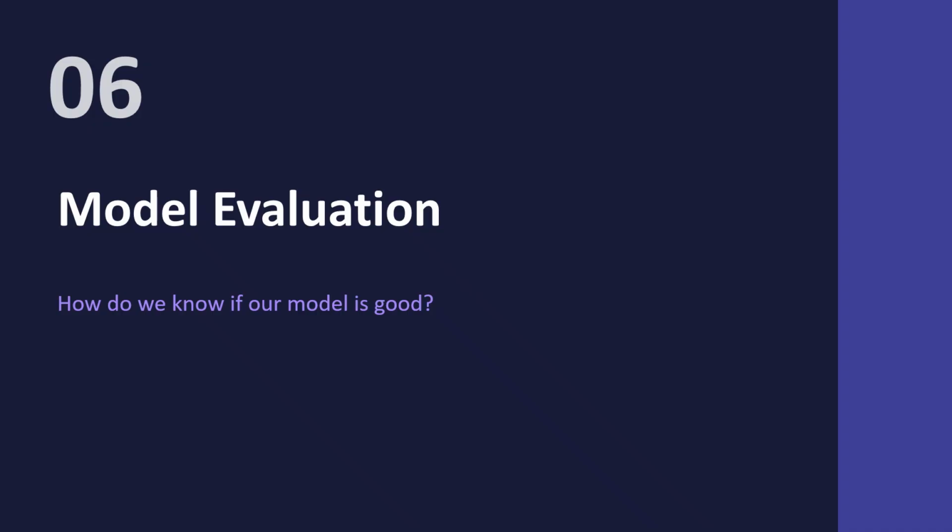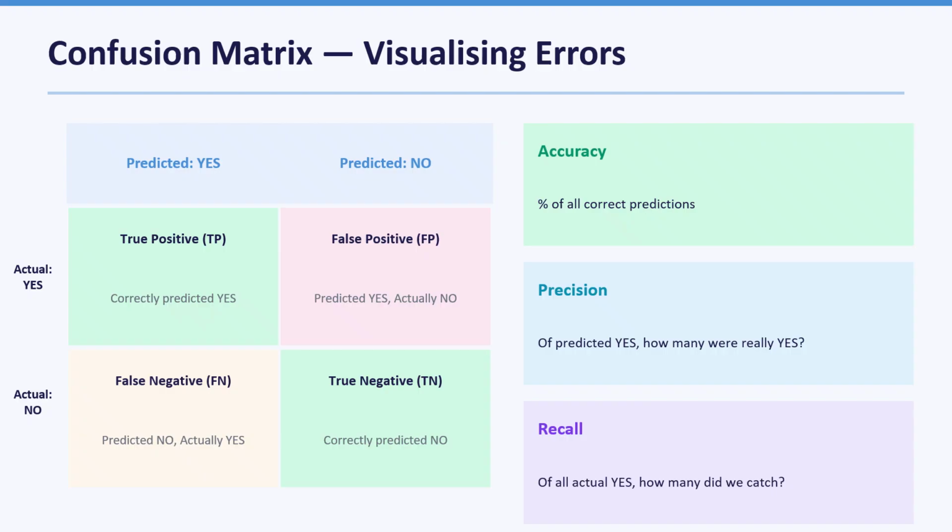You have built a model. Great. But how do you know if it's actually good? Section 6, Model Evaluation. The confusion matrix is the most important tool for evaluating a classification model. Let's say your model predicts whether a patient has cancer. There are four possible outcomes.